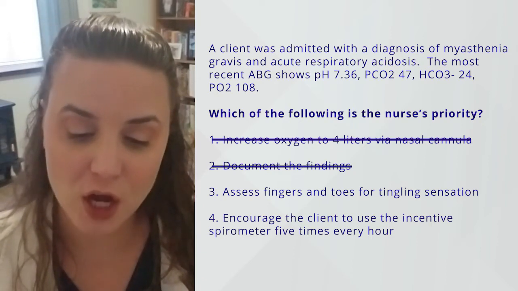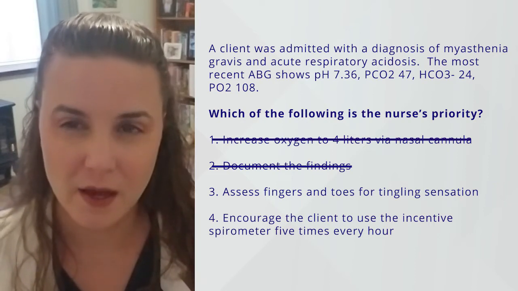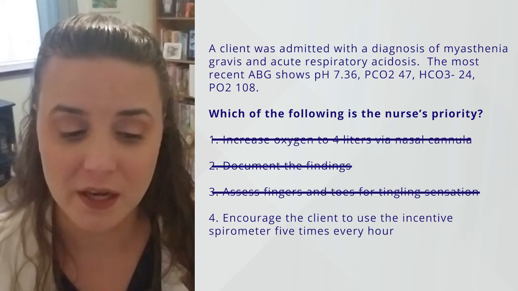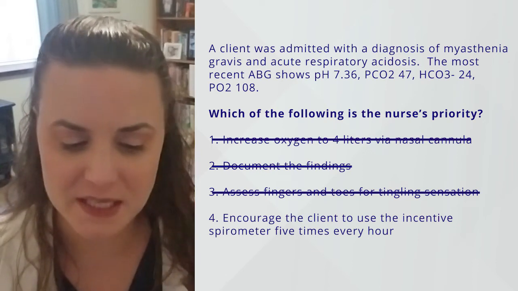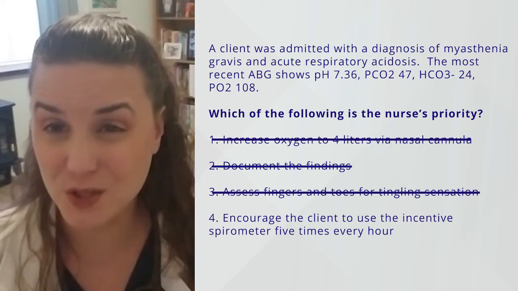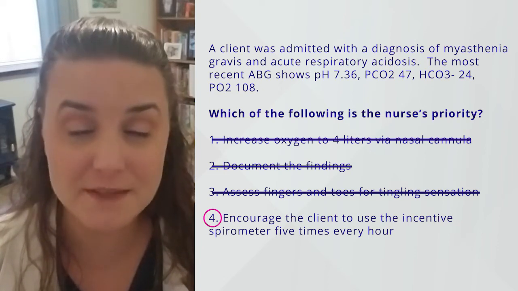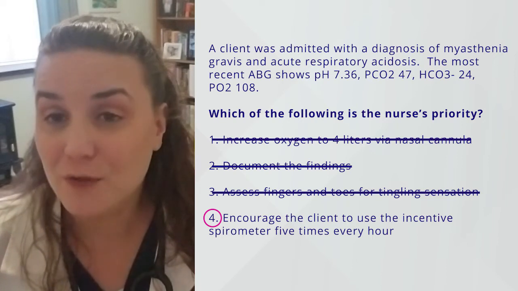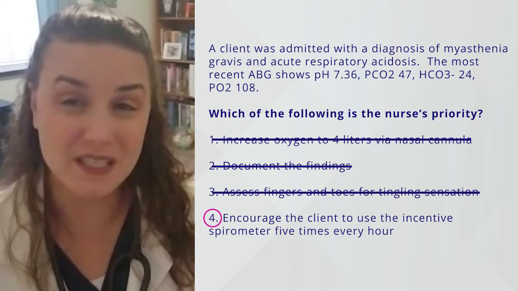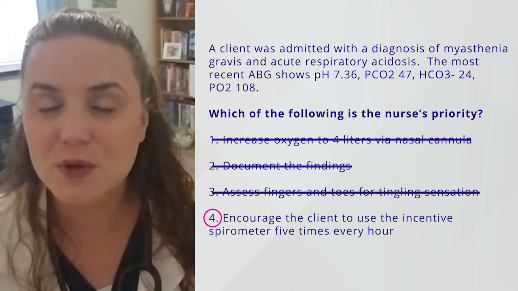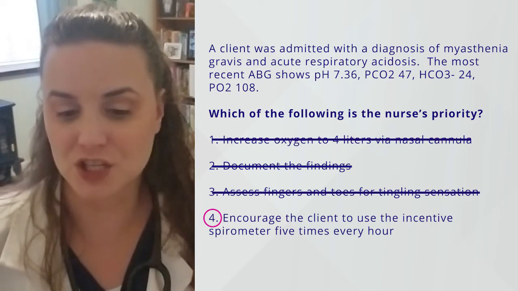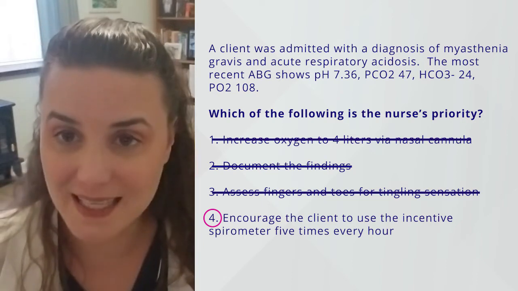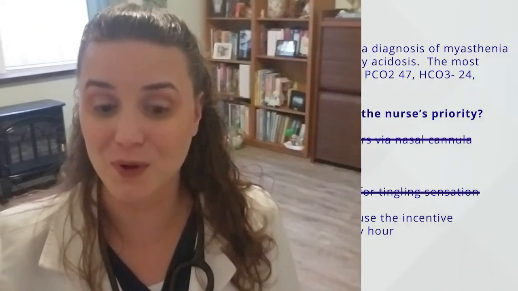I need to do something to try to get that PCO2 down, so I can eliminate that one. Assess the fingers and toes for a tingling sensation. Well, that's not appropriate for this one. We'll talk about that in a future video, but that's not appropriate at this point in time. What is appropriate for our client is to encourage incentive spirometer 5 times every hour. Why? Because it's going to increase the alveolar surface. That incentive spirometer helps to open up those alveoli, so it increases the surface area for gas exchange. And so we can get rid of that excess carbon dioxide, and that's exactly what we need at this point.